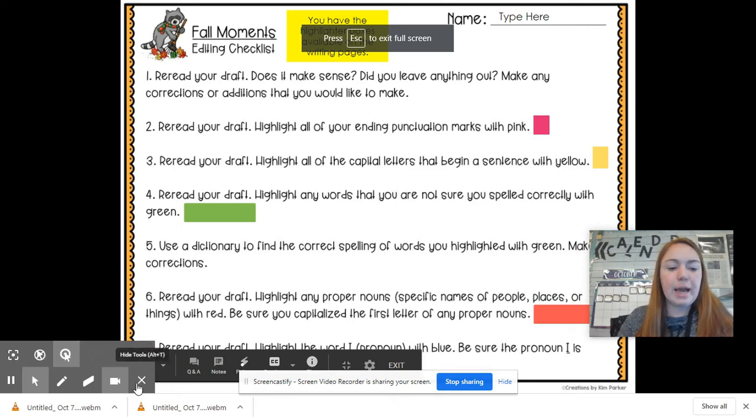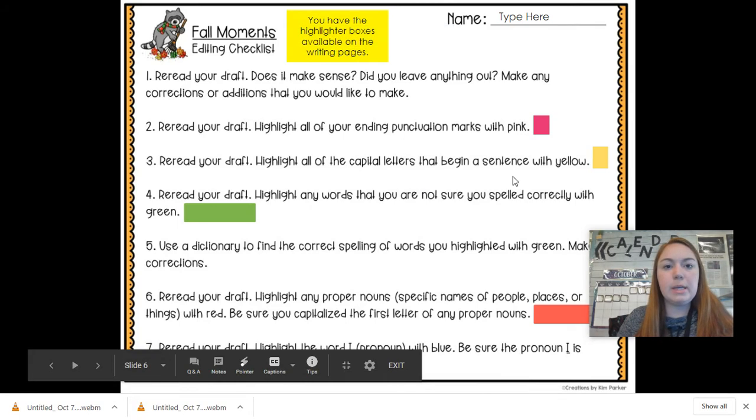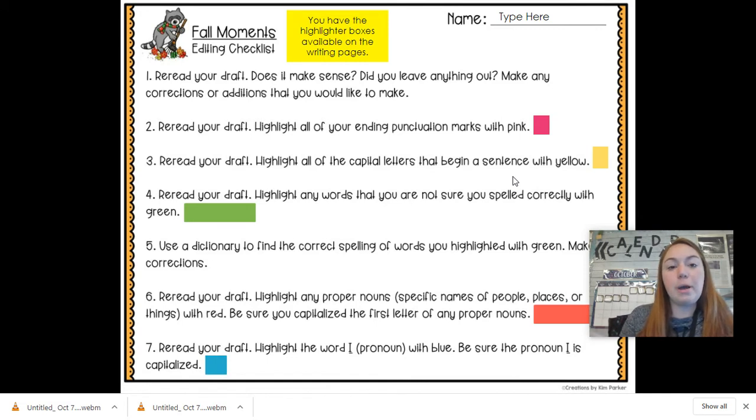Today is when you're going to be editing your writing. So what that means is you're going to start by rereading your draft, and you're going to look at it with a new set of eyes. Does it make sense? Did I leave something out, maybe in the beginning, the middle, or the end? Do I want to make any corrections or additions? Do I want to take anything away? Maybe can I improve my introduction or my conclusion? So this is the time when you really get to look at your writing through a new set of eyes.